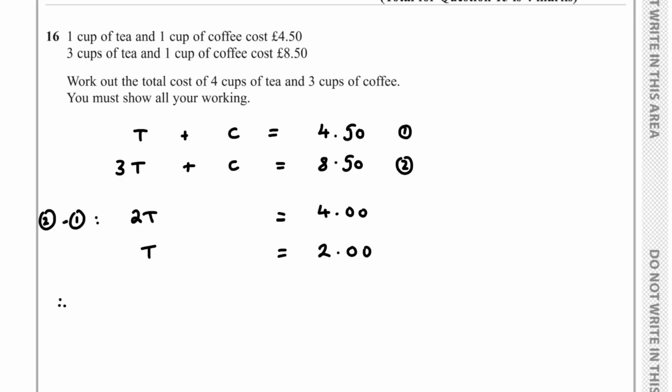So therefore, knowing that t is £2, we've got £2 plus 1 cup of coffee equals £4.50. And if I subtract 2 from both sides, you will find 1 cup of coffee equaling £2.50.